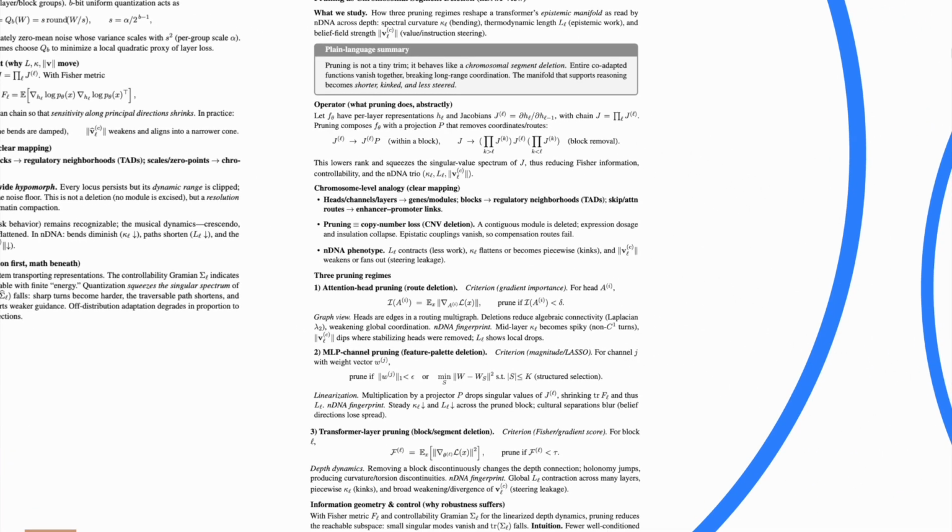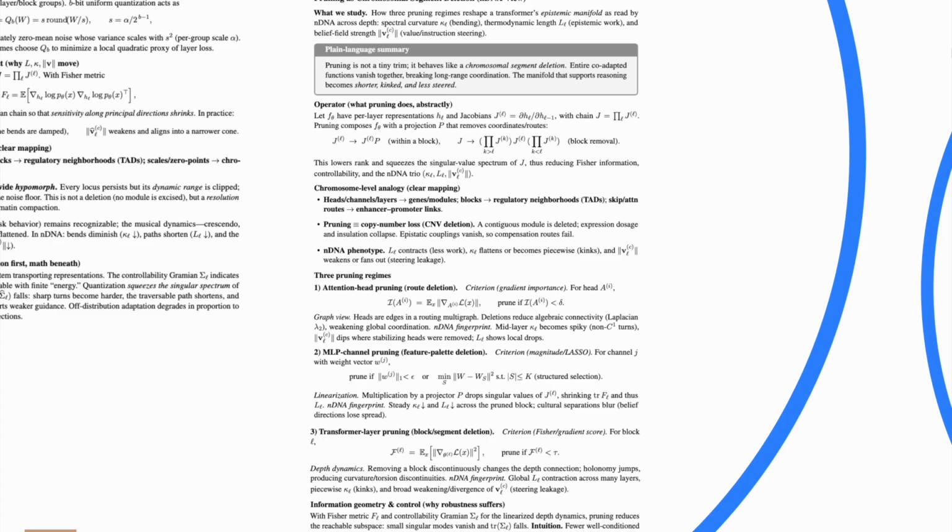Pruning is not a tidy trim. It behaves like removing a chromosomal segment. Entire sets of co-adapted functions disappear together, which breaks long-range coordination. When we read the model with nDNA, the latent manifold that carries reasoning becomes shorter, more kinked, and less well-steered.